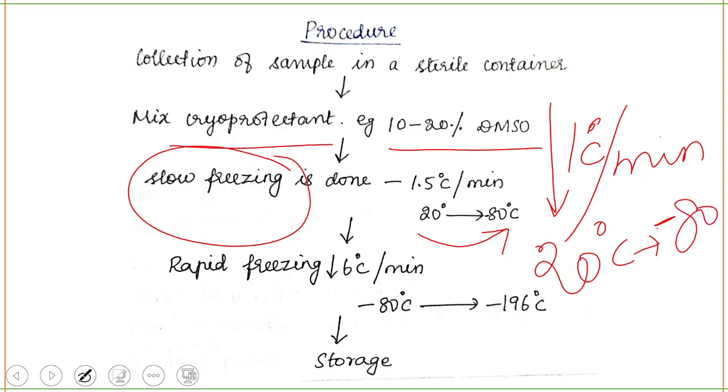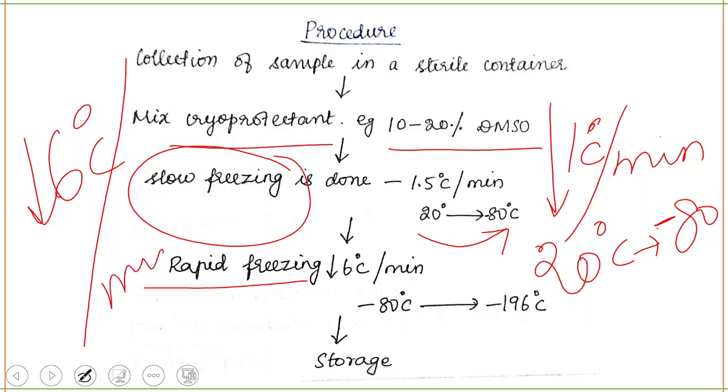After that you will do rapid freezing. You will lower 6 degrees Celsius per minute from minus 80 degrees Celsius to minus 196 degrees Celsius. After that you will store it in a container.